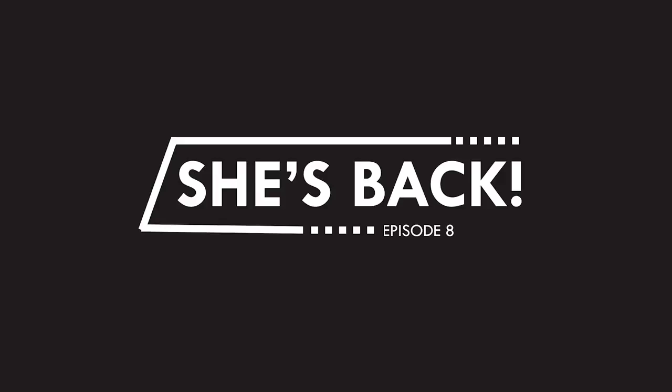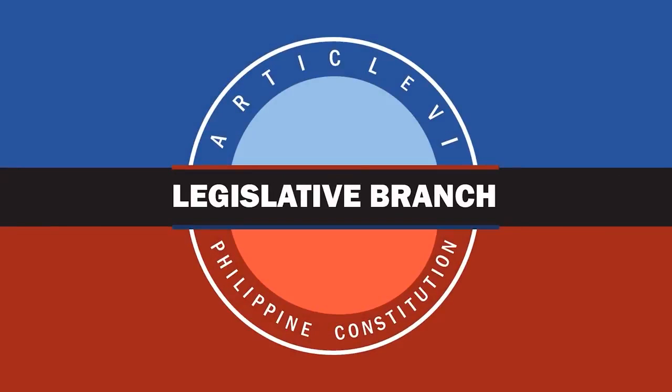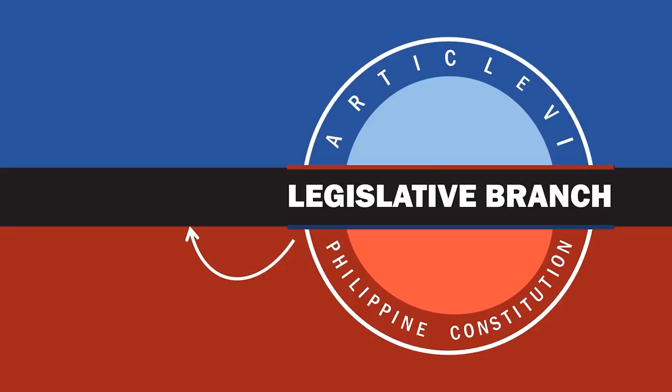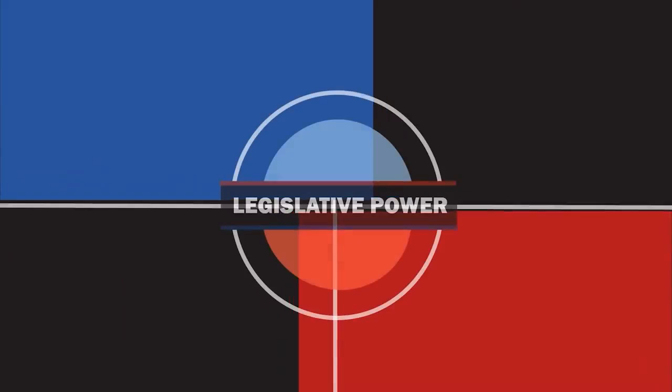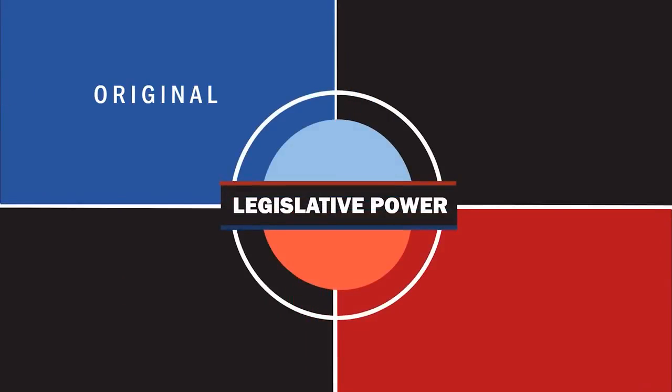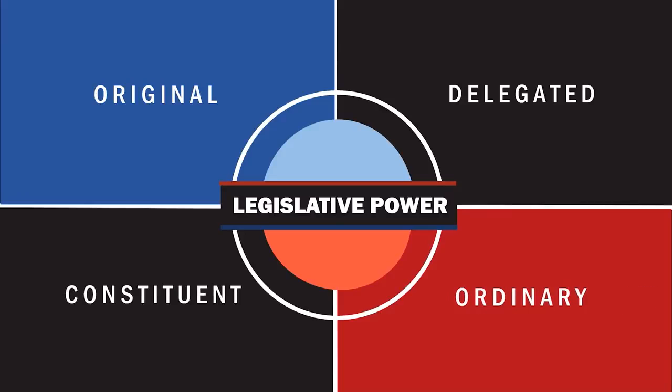In this video, we'll talk about Article 6 of the 1987 Philippine Constitution, the legislative branch. Let's start with the definition of legislative power. It is the power to make, alter, and repeal laws. Here are the classifications of legislative power: original, delegated, constituent, and ordinary.